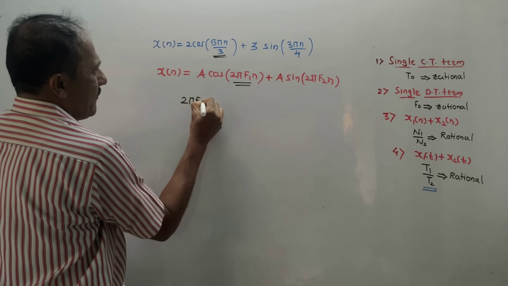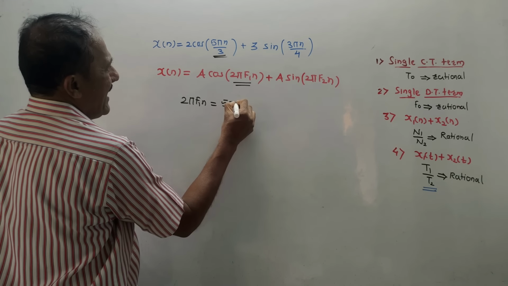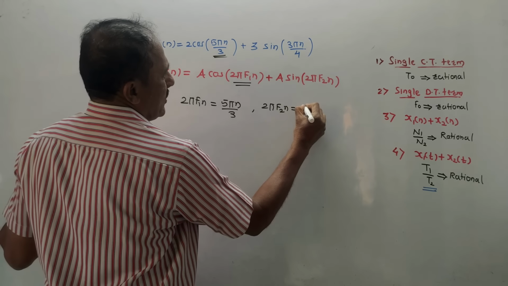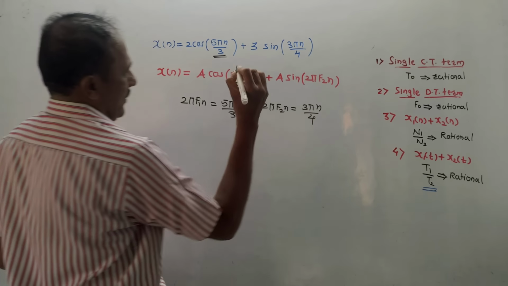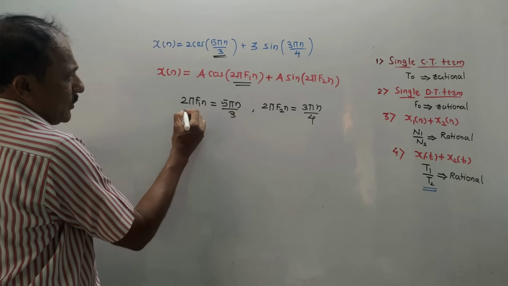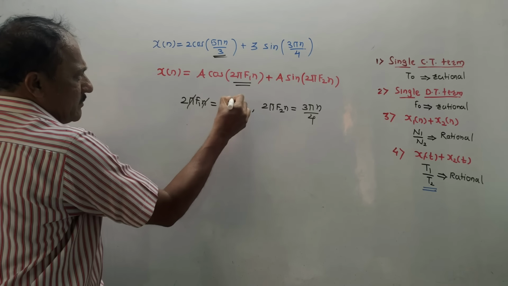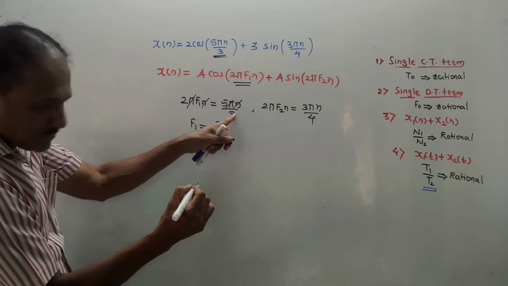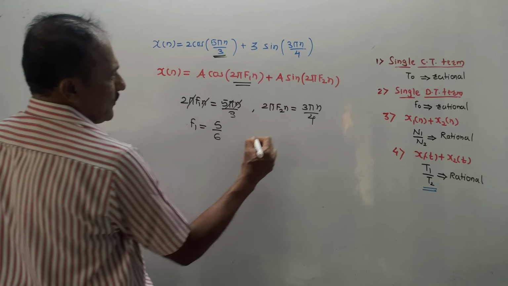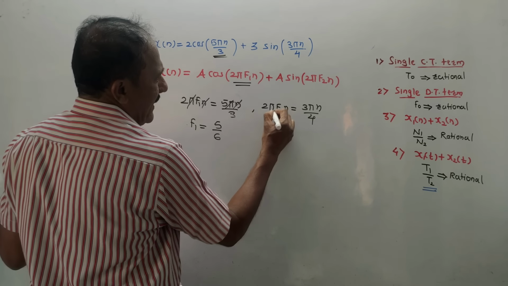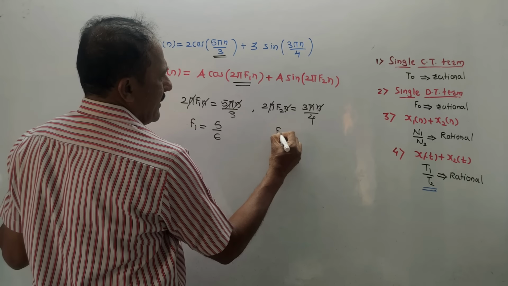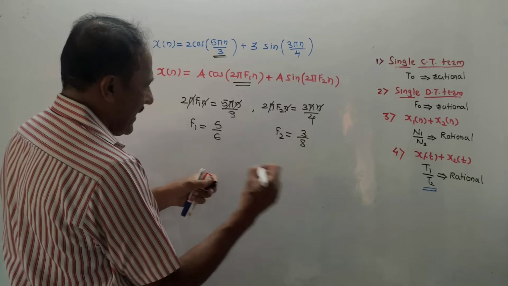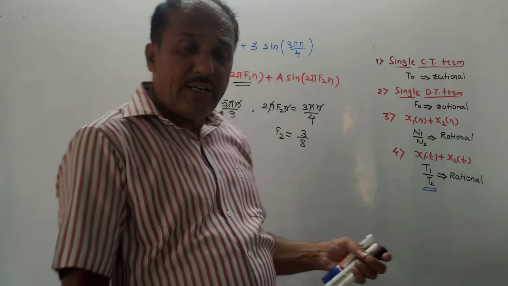So 2 pi f1 n is equal to 5 pi n upon 3. For the second term, 2 pi f2 n is equal to 3 pi n upon 4. Now we need to calculate f1 and f2. So pi n gets cancelled on both sides. So I will get f1 is equal to 5 by 6. I have transferred this 2 to this side. So it is 5 by 6. Here again pi n gets cancelled. So I will get f2 is equal to 3 by 8. These two I have transferred to the RHS. So 3 by 8. Now in the earlier case what we did, it was a CT signal.